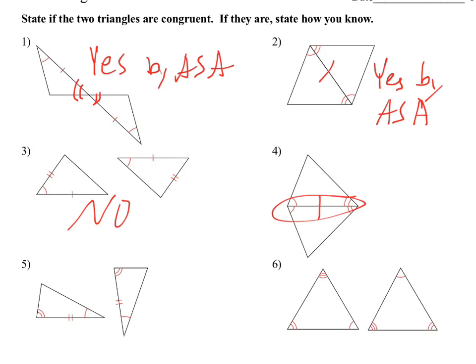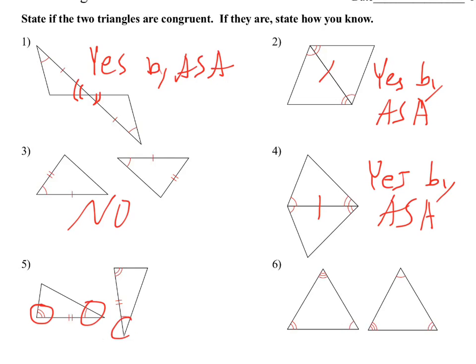Again, when you share a side, you can add tick marks to show it's congruent to itself. And we have 2 pairs of angles, and the side between them matching in both triangles. Again, we have angle, side, angle. So this one's going to be yes by angle, side, angle. And then bring us to the bottom here.